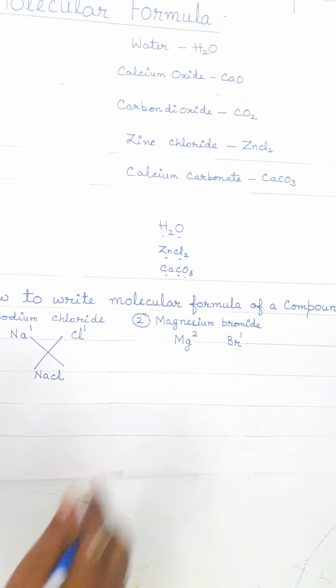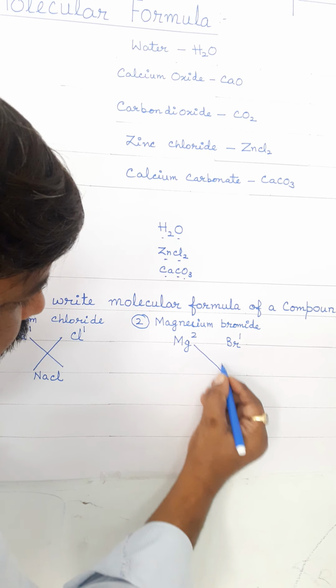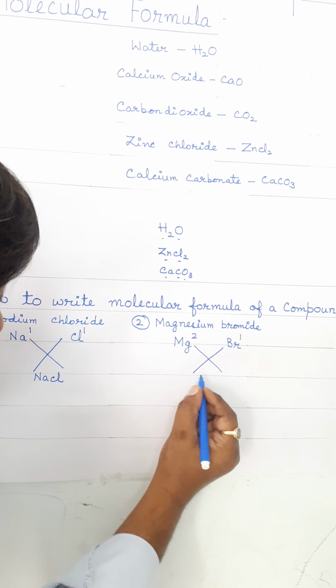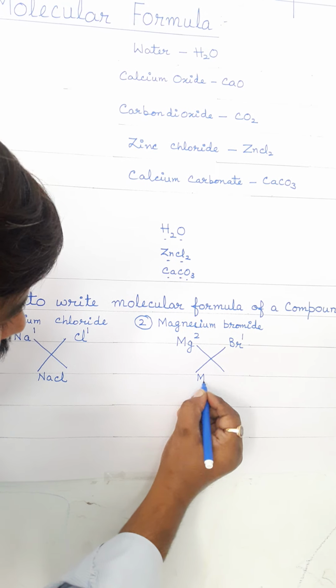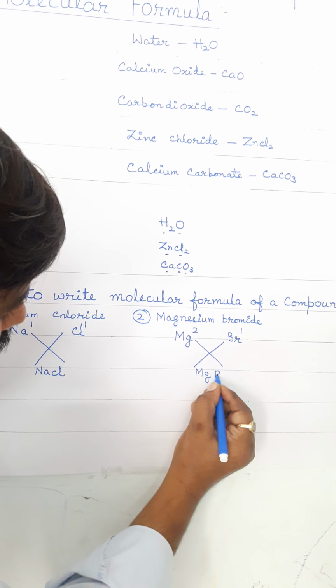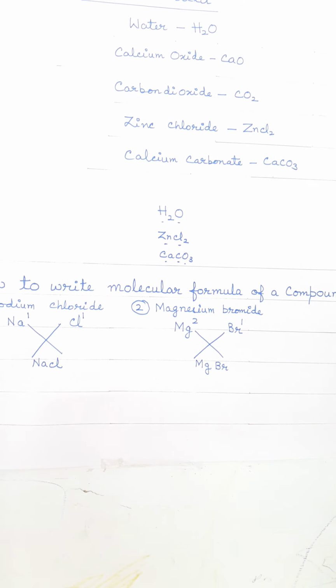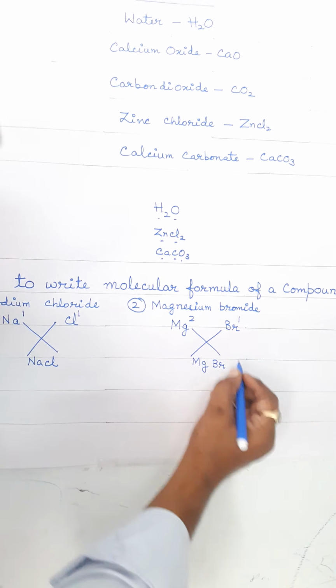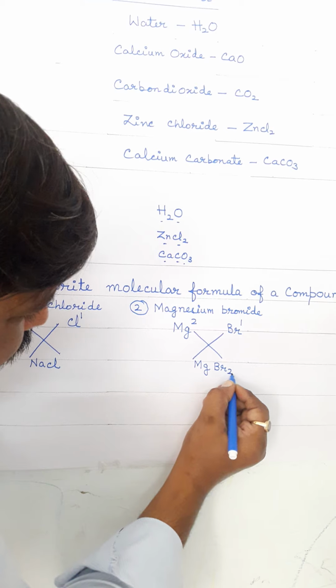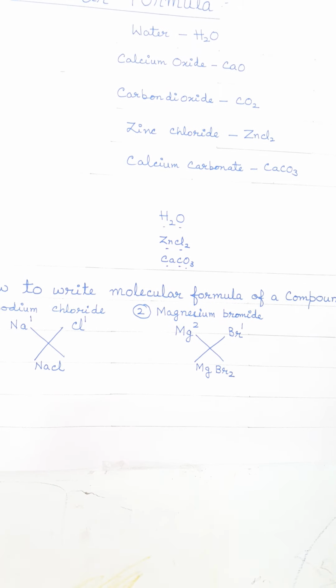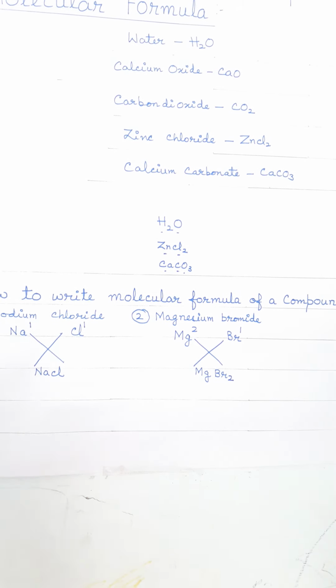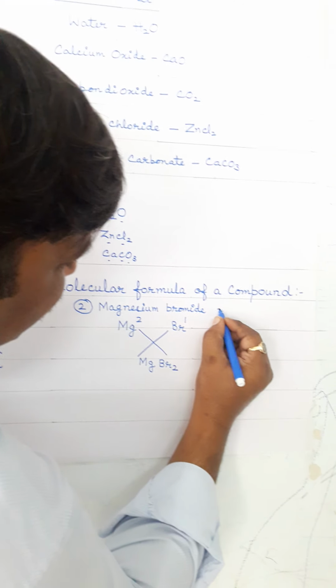After writing the valencies, we are going to cross multiply the valencies. So for cross multiplying, first we will write both the symbols together, Mg and Br. Now this 1 will come below Mg, but we don't write 1. This 2 will come here below Br. So the formula will be MgBr2. Let us see another example.